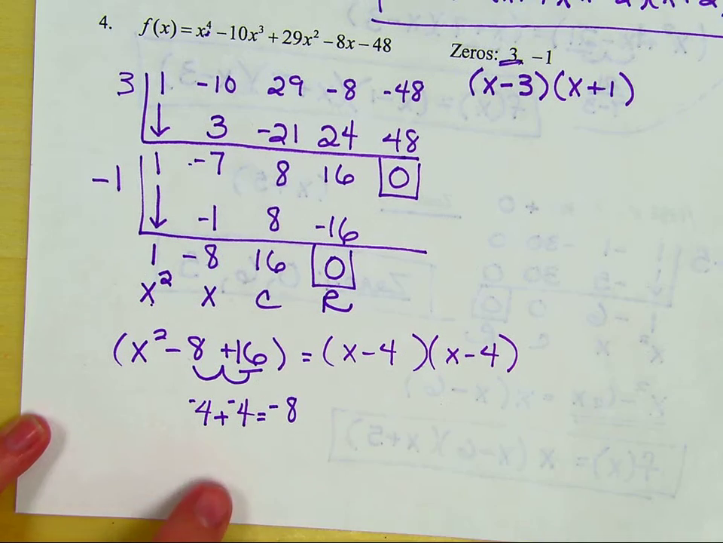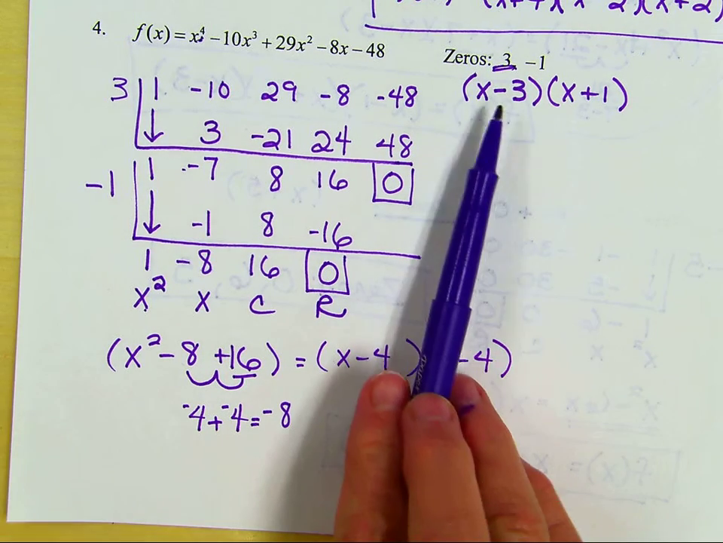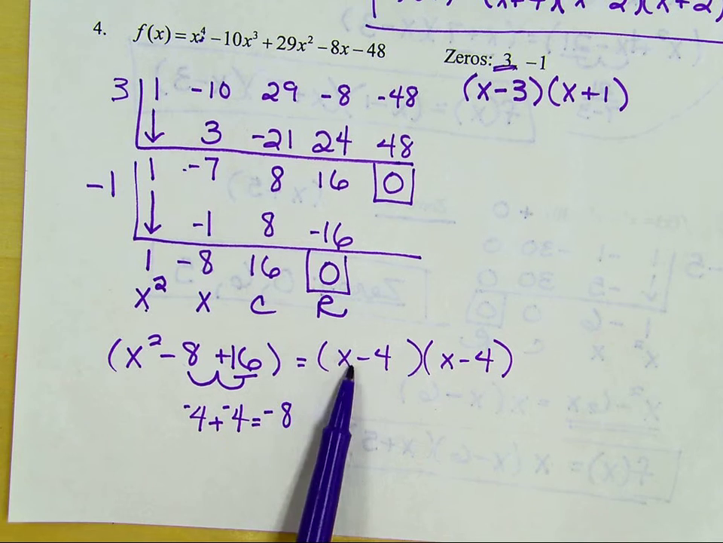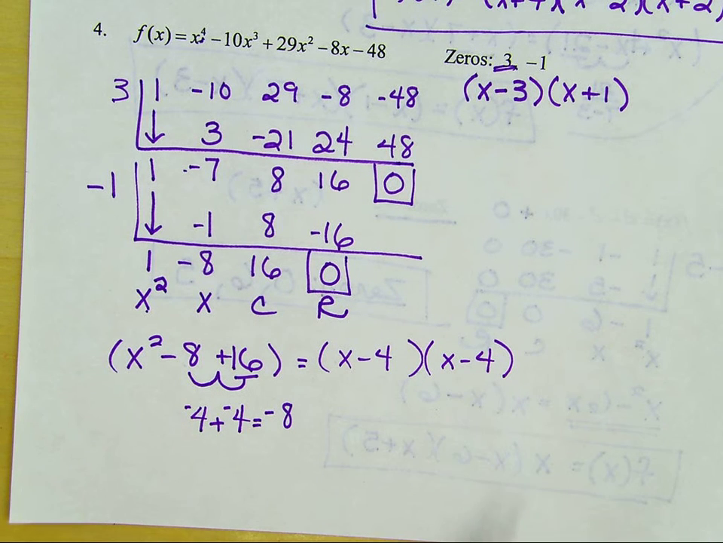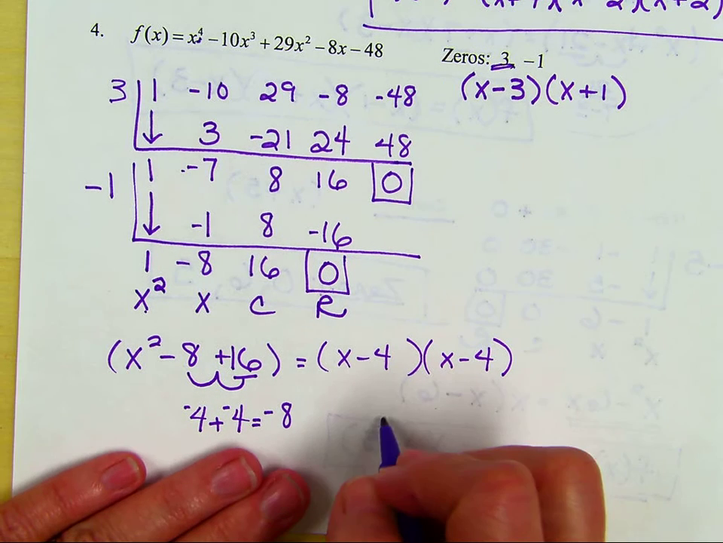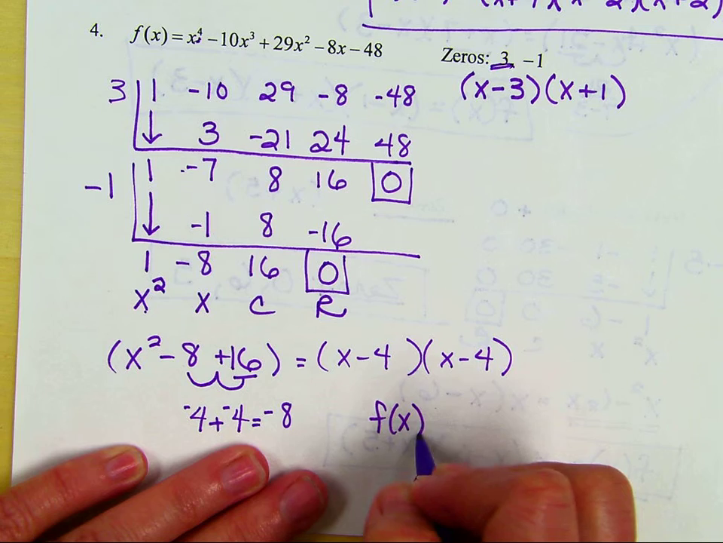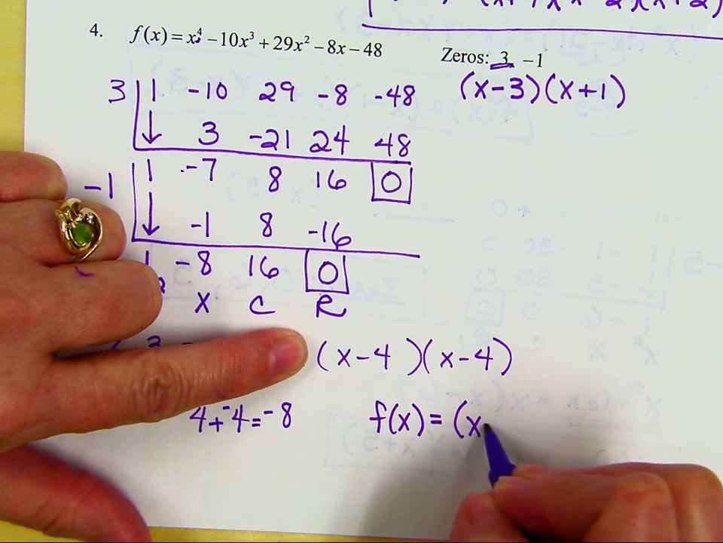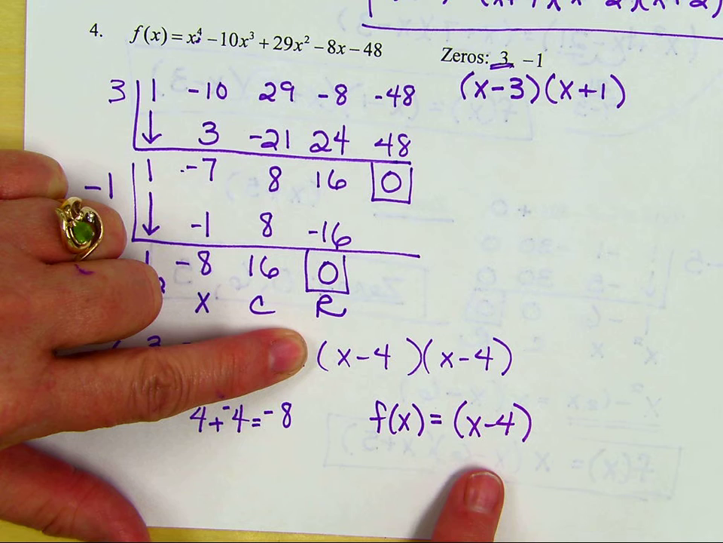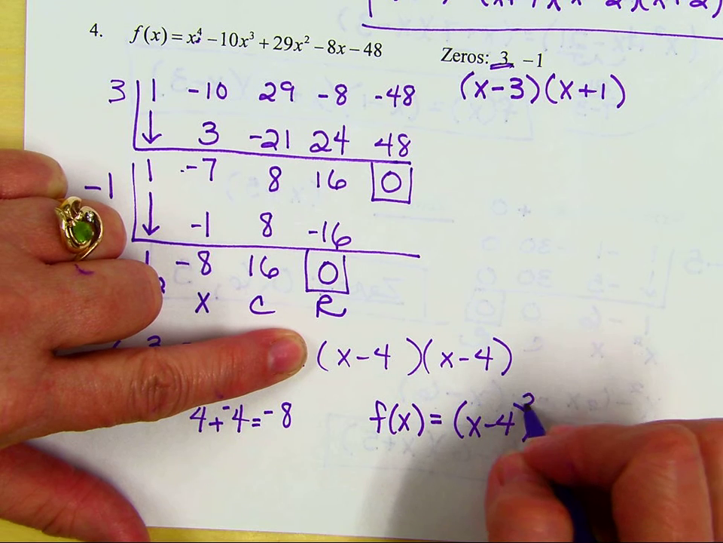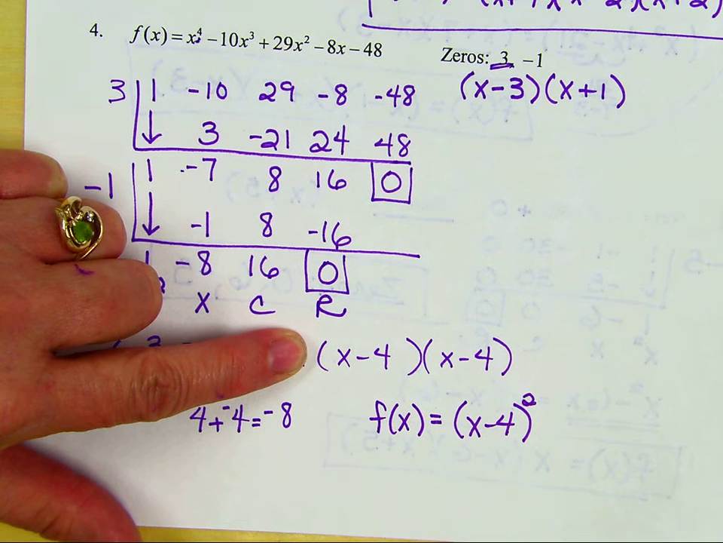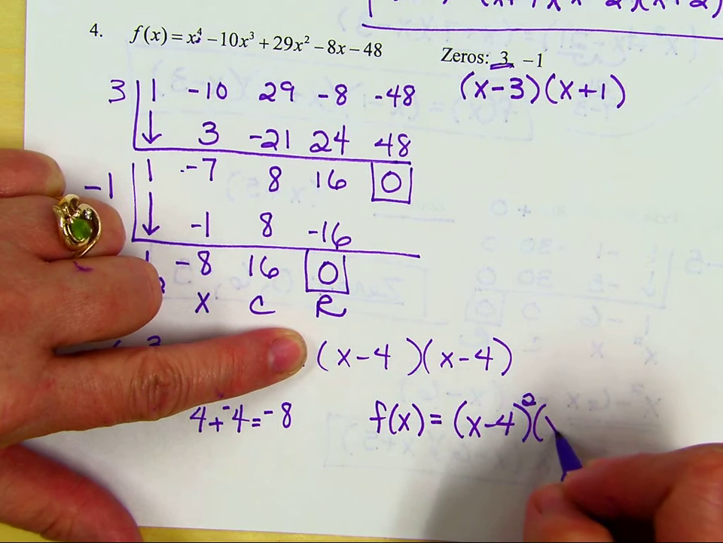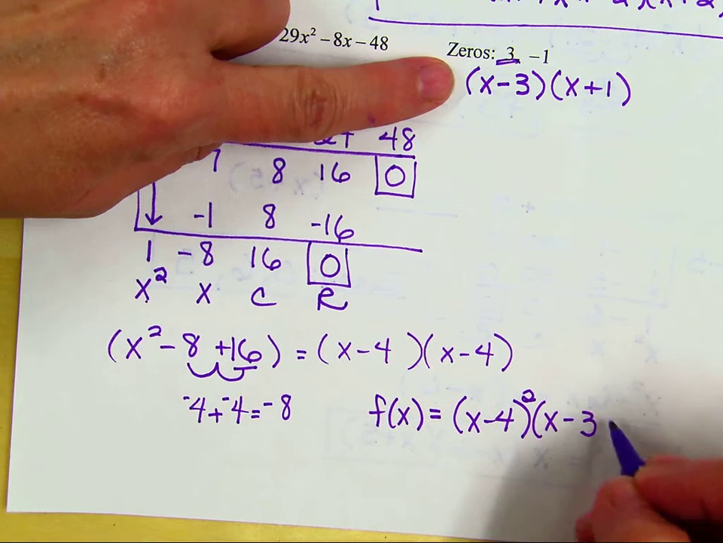So let's go ahead and write. We've got 1, 2, 3, 4 factors. We've got f of x equals, let's start with this one, x minus 4. Instead of writing it again, we're just going to put the squared. And then we have x minus 3 and x plus 1.